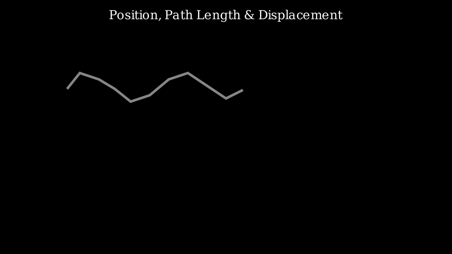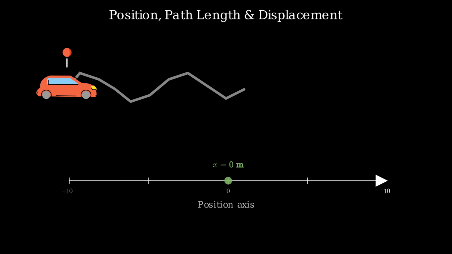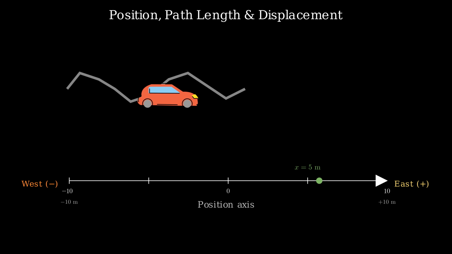Imagine you're driving a car along a winding road. Your GPS shows you're at a certain location, but how do we describe motion mathematically? Position is simply a coordinate on an axis. If we set the starting point as 0 and the road runs east, then positions to the east are positive and positions to the west are negative.